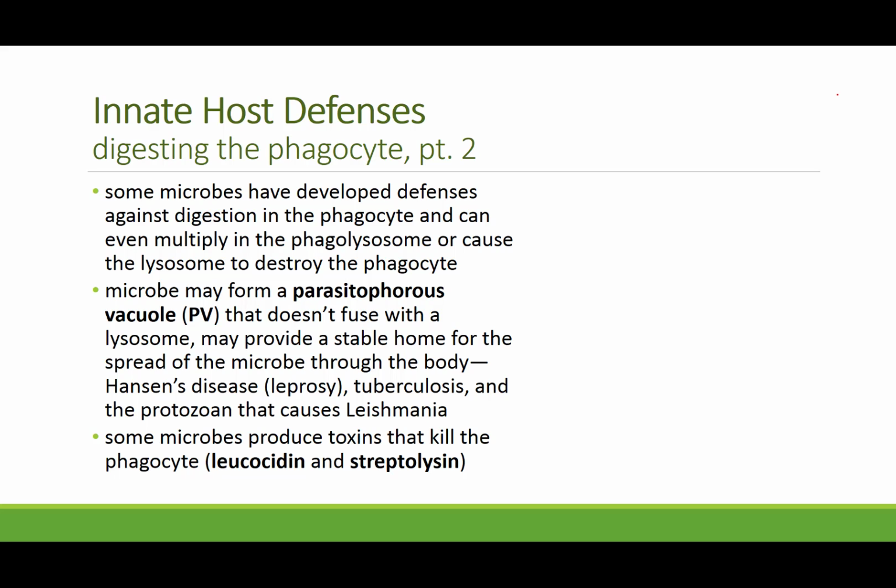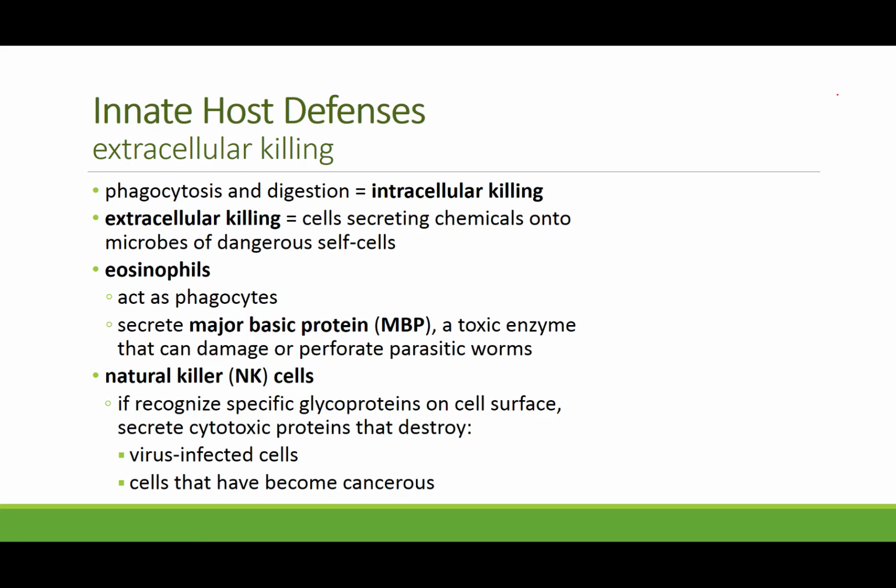And then some microbes produce toxins that can actually kill their phagocyte. Leukocidin, streptolysin, these are some of those enzymes that can actually take out the phagocyte. Okay, so the last bit then in this lecture is about extracellular killing. Hopefully phagocytosis now makes sense.